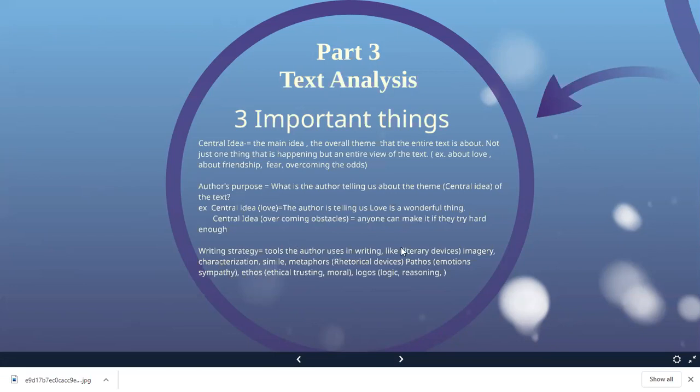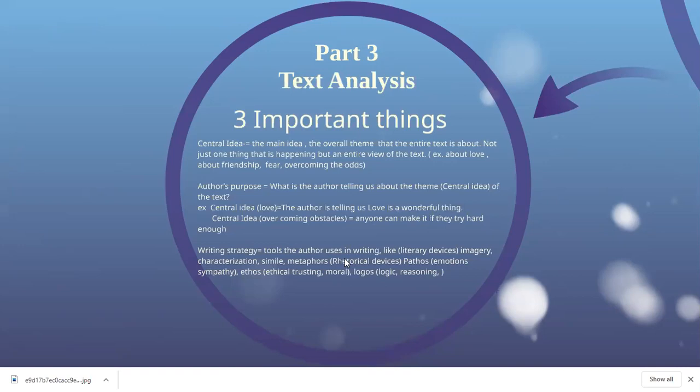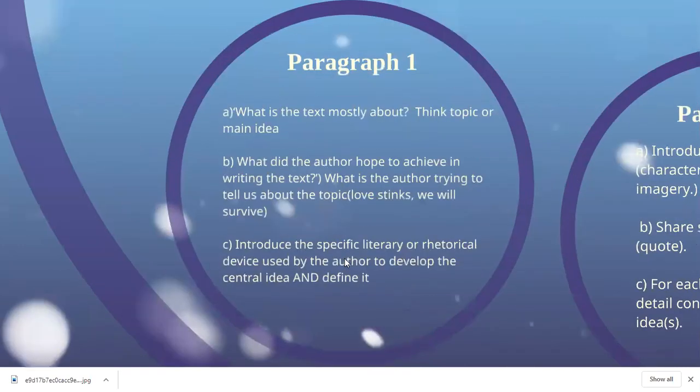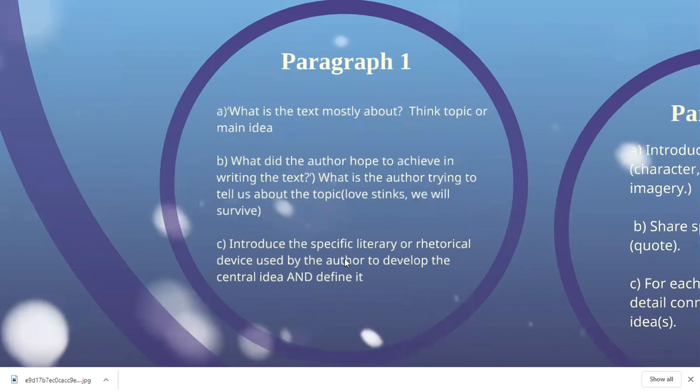Writing strategy means the tools that authors use. So literary devices like imagery, characterization, simile, metaphors. You want the emotional sympathy, the ethical trust and moral, and logic. Those are the things you want to look for. For paragraph 1, they're going to tell you what the author is trying to do, what they are trying to achieve, as you go through.